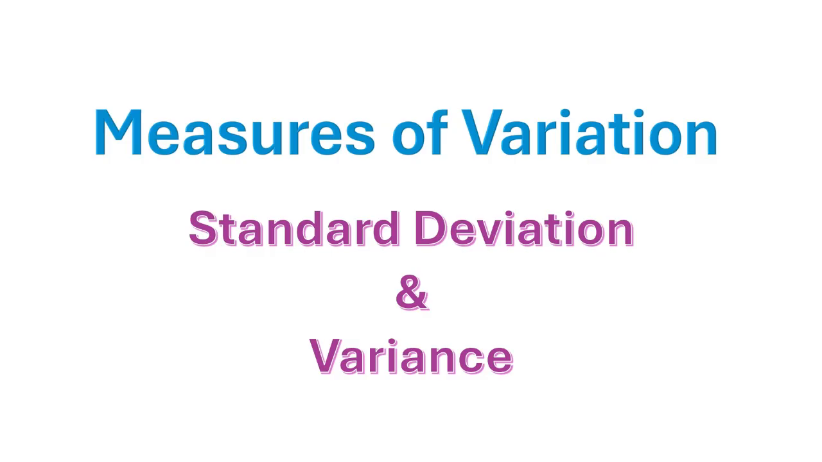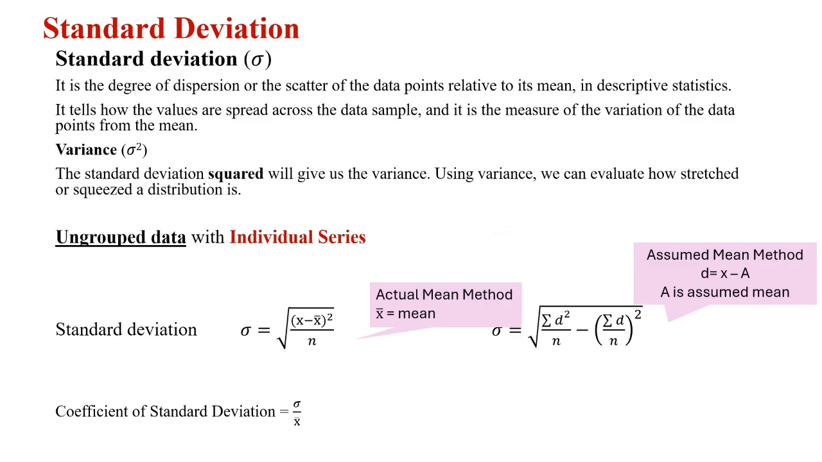Today's session is about standard deviation. Standard deviation is the degree of dispersion or the scatter of the data points relative to its mean in descriptive statistics. It tells how the values are spread across the data sample, and it is the measure of the variation of the data points from the mean.